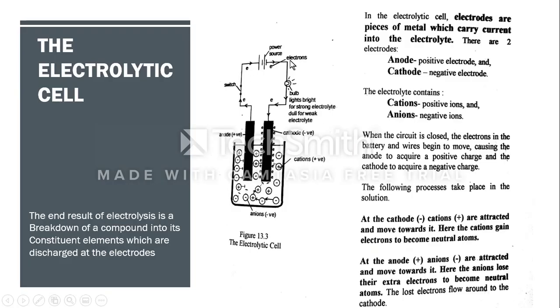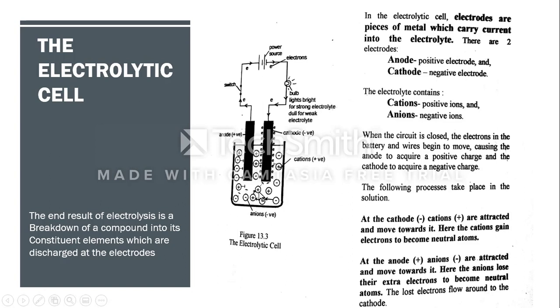So again, this is how we draw our electrolytic cell. We have our power source, our connecting wires, our different components such as the switch, the bulb, and these are our electrodes. Now, our electrodes are actually charged, right? So the cathode, because we have electrons flowing from the negative terminal, the electrons build up here and it makes this electrode negatively charged. Negatively charged electrodes will attract positive ions.